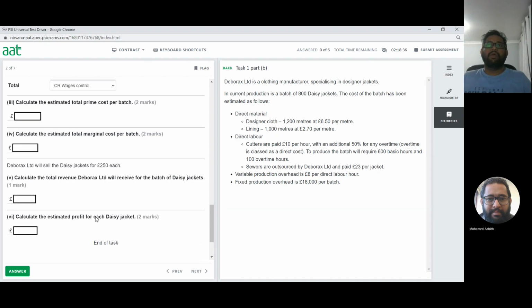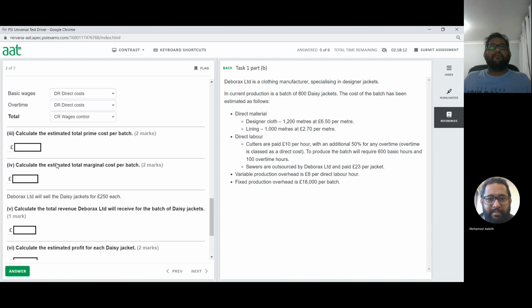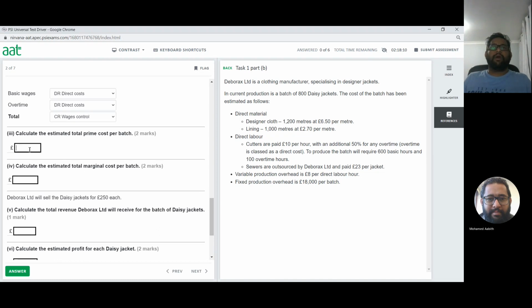Now they're asking you here to calculate the estimated total prime cost per batch. So what is your prime cost? Your prime cost should be all your direct labor and your material costs. So in this scenario, the prime cost is going to be this plus that one. That will give you 36,400, I think. Yes, 36,400 there. So here the amount is going to be 36,400.